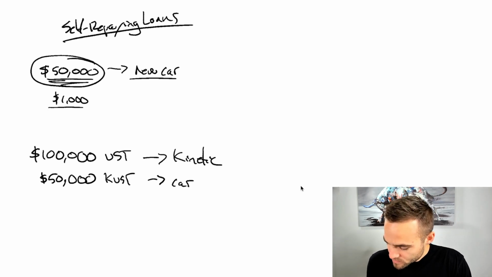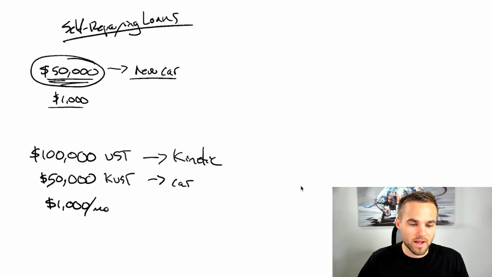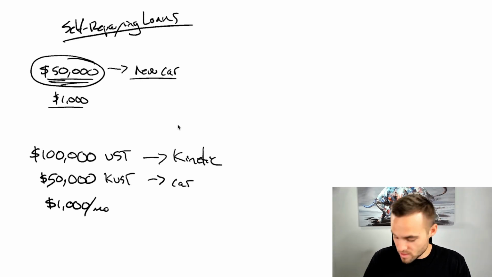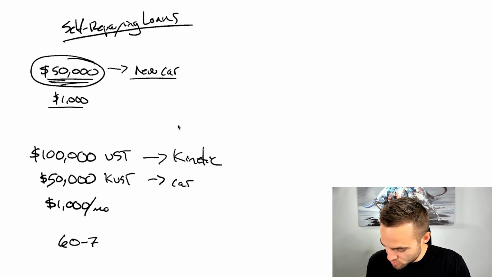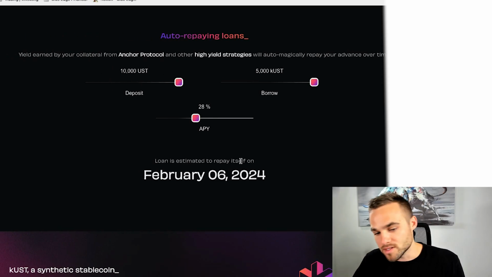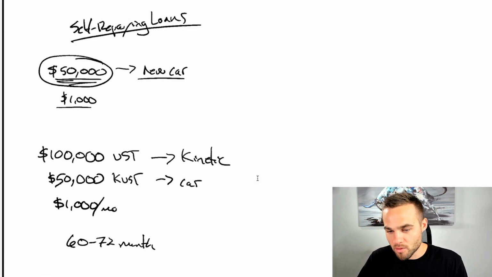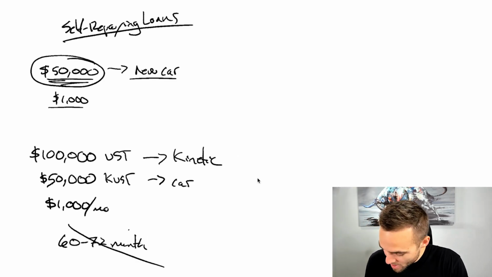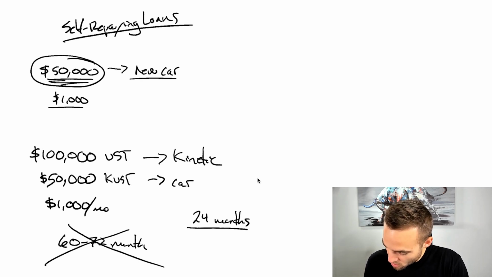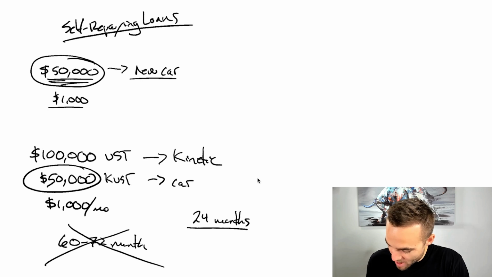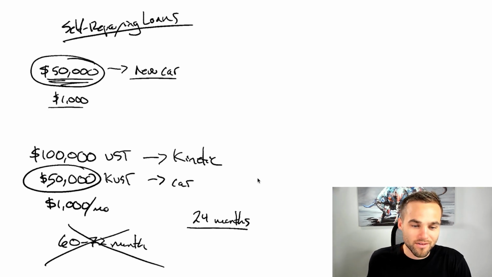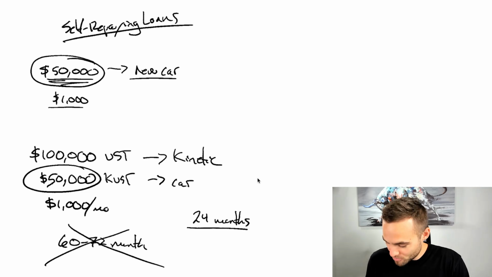Instead of having a car payment of, say, $1,000 per month, where usually you'd have car payments for 60 months or 72 months, well, instead, in literally 24 months, and instead of paying $1,000 every month, you basically would own this car outright and have $50,000 worth of equity in the car. So game changer, right? Really, really cool.